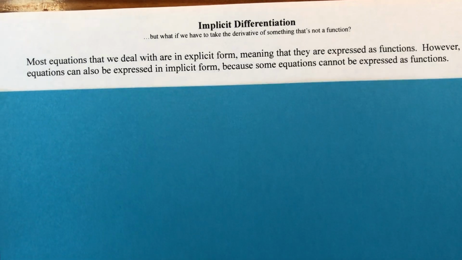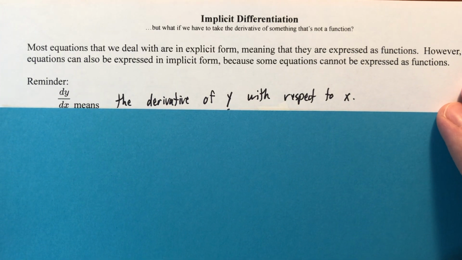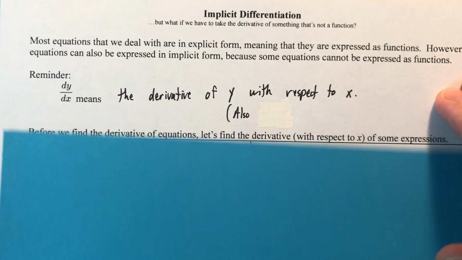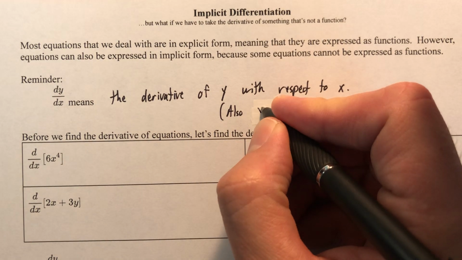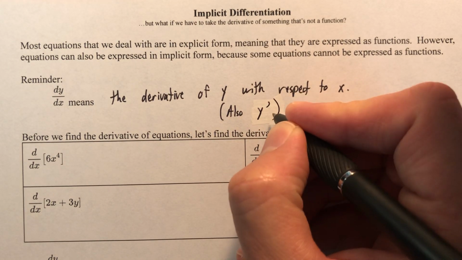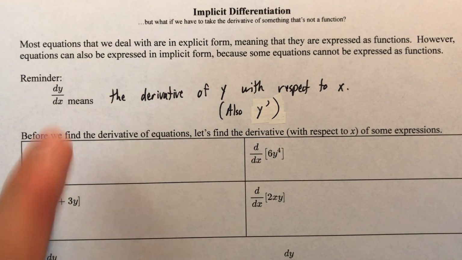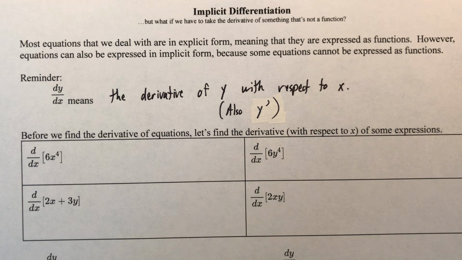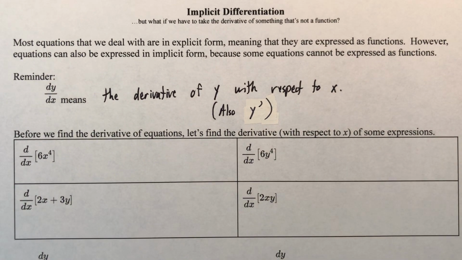But the first thing we need to do is remember what dy over dx means. It is the derivative of y with respect to x. You're going to hear that phrase a lot. Also known as y prime. This is the Newton notation. This is the Leibniz notation, but we are taking the derivative of y with respect to x. Things are going to get a little bit tricky, and it's kind of difficult to explain, but it's going to involve the chain rule. Let me go ahead and give it a shot now.